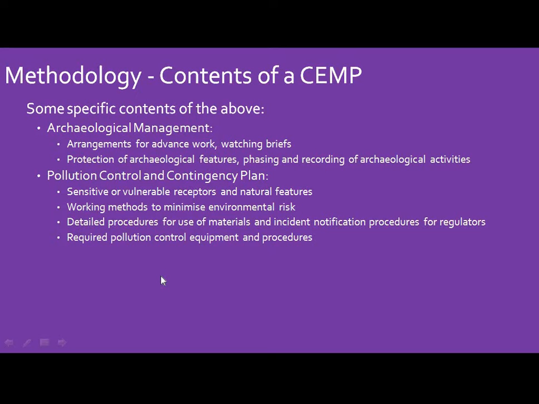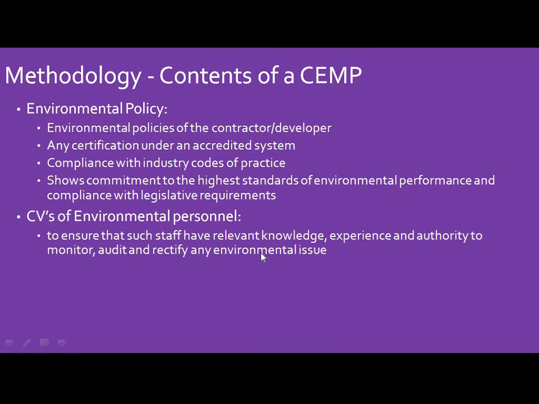Some specific contents of the above. Archaeological management is one of the things: arrangements for advance work, watching briefs and protection of the archaeological features, phasing and recording of the archaeological activities. So here are some elaborations of that. Pollution control and contingency plan: sensitive or vulnerable receptors, natural features, working methods to minimize it. So you have to be sensitive about receptors and natural features, and also working methods to minimize the environmental risk. It also should have detailed procedures to use the materials, incident notification procedures for regulators, and then a record of pollution control equipment and procedures.